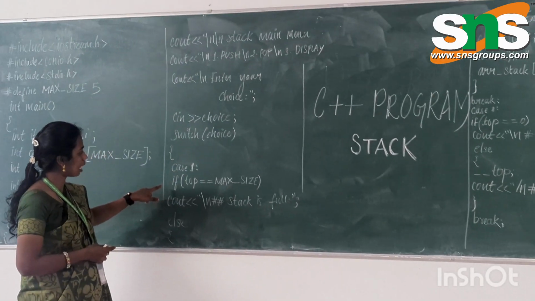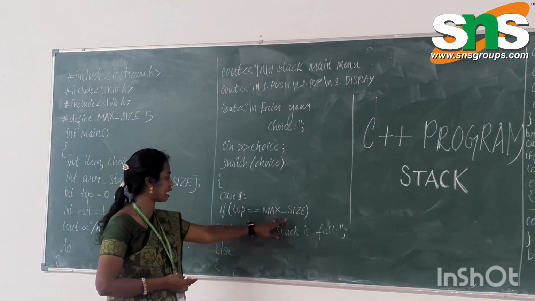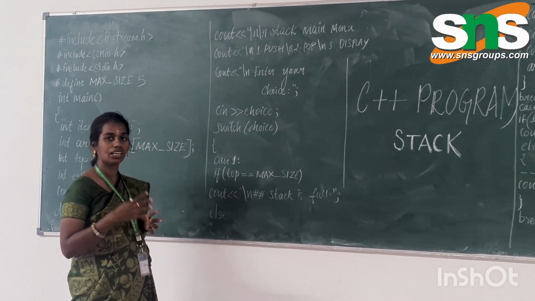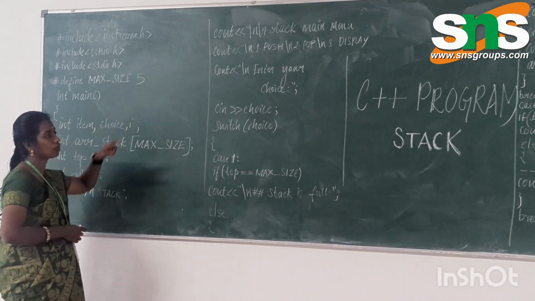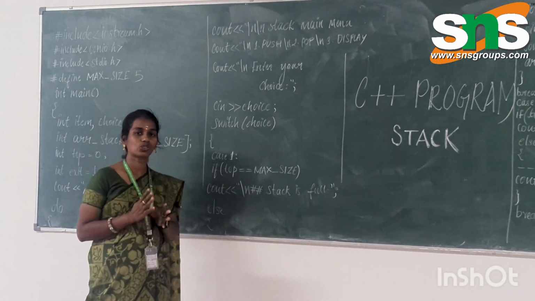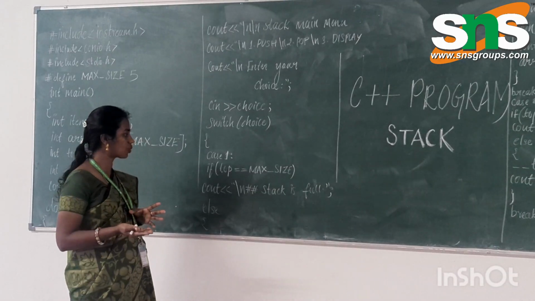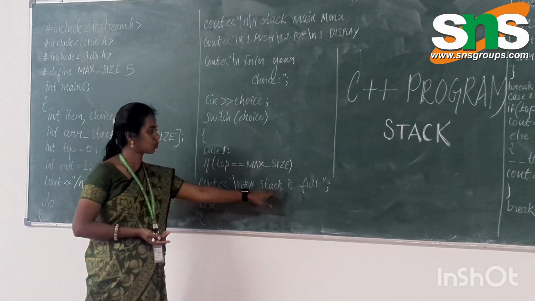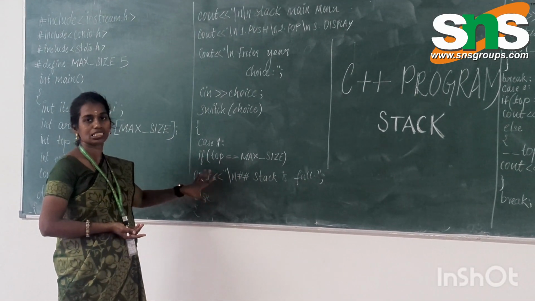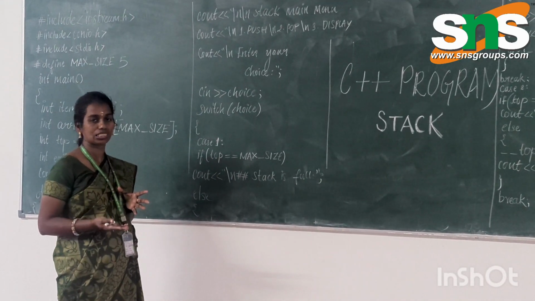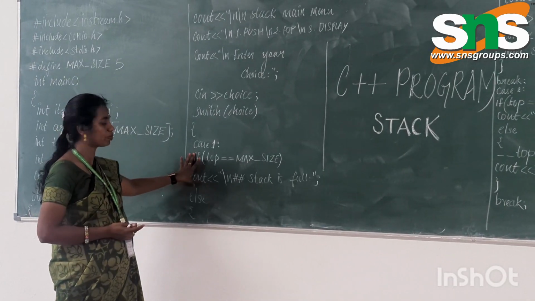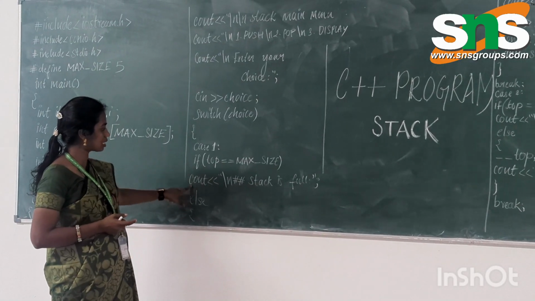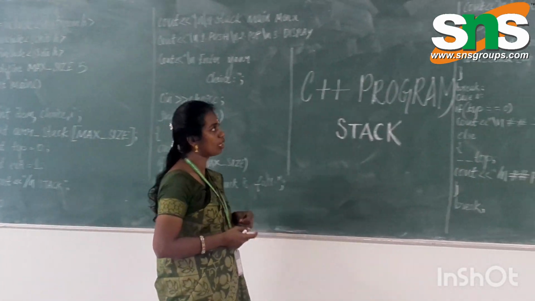In case 1, we check if top is equal to max size, then cout stack is full. If the stack reaches the full value, that means we have defined 5 as the maximum size of the stack. If the stack overflows this value, this message will be displayed, that means cout stack is full. Only if there is room inside the stack can we insert one value. So that condition should be checked first in the push operation. Otherwise, if this condition is false, then we do the push operation.